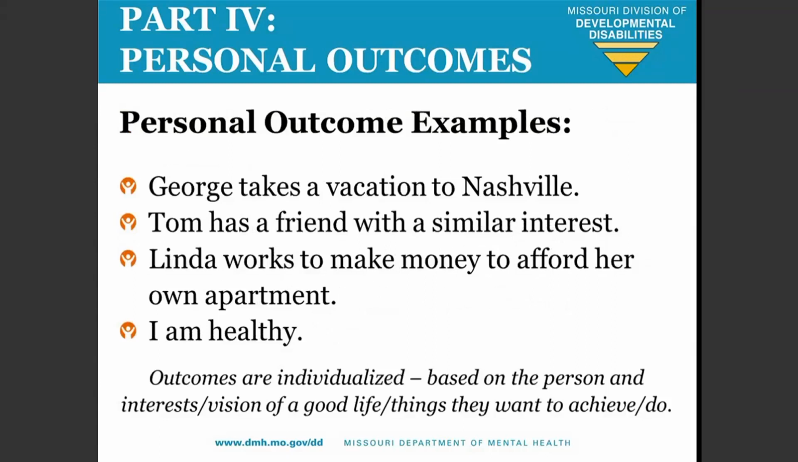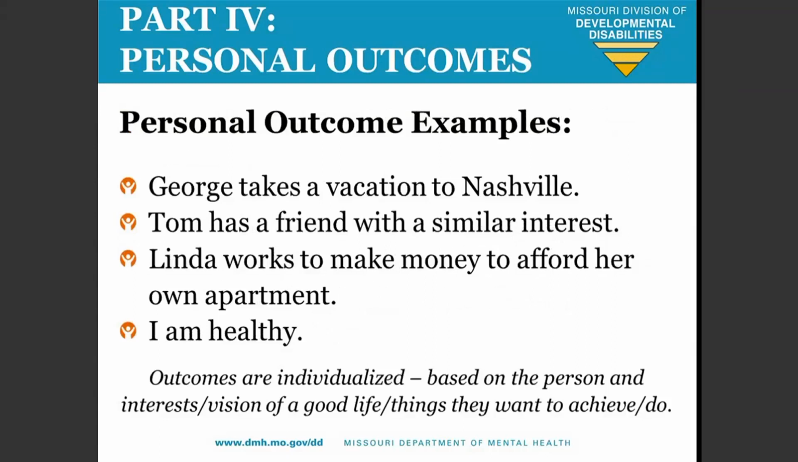Personal outcome examples. George takes a vacation to Nashville. Tom has a friend with a similar interest. Linda works to make money to afford her own apartment. I am healthy. These are all examples of personal outcomes.